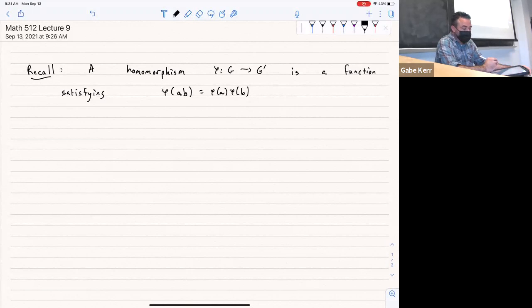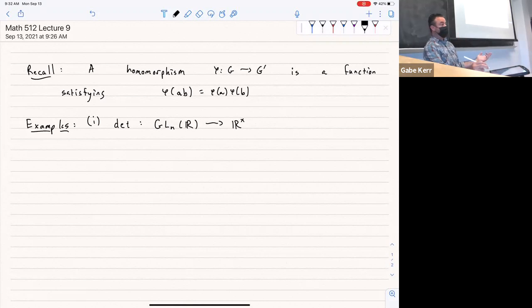So let's talk some examples. I said one example sort of hurriedly in class, and that was the determinant. Example one: the determinant from GLn of R, and of course, replace R with other types of numbers, to R times. We'll call that just denotes all real numbers except 0 under multiplication. That's one homomorphism.